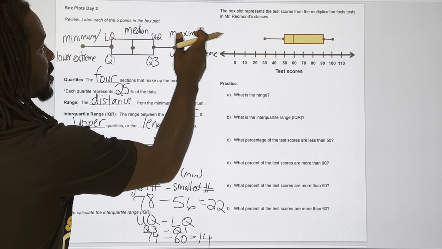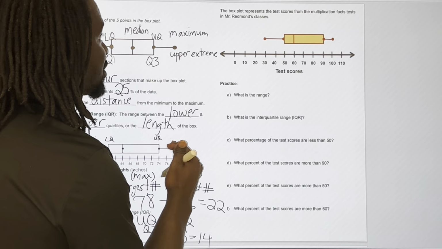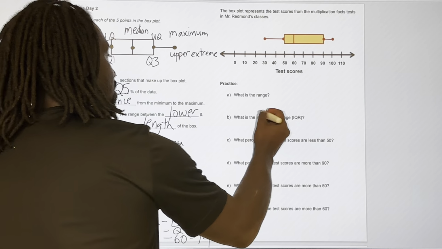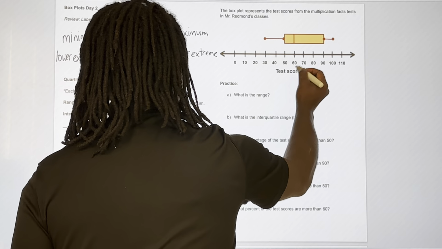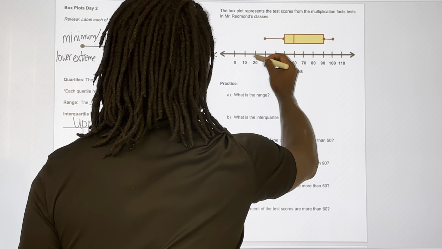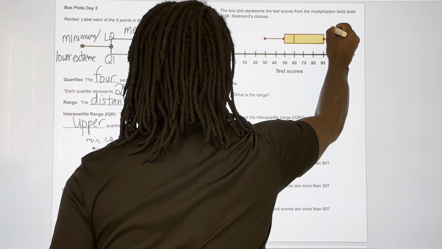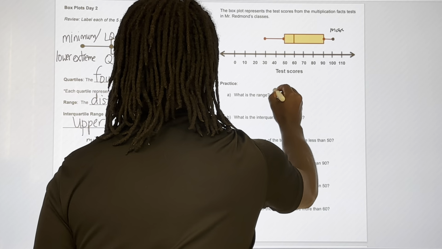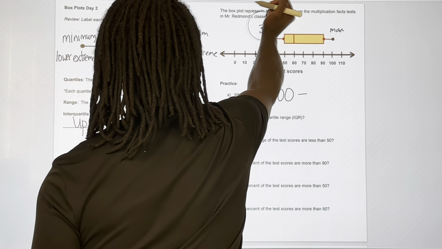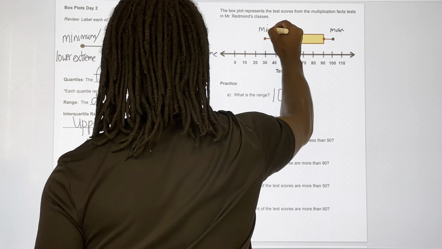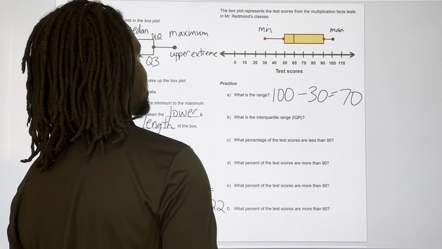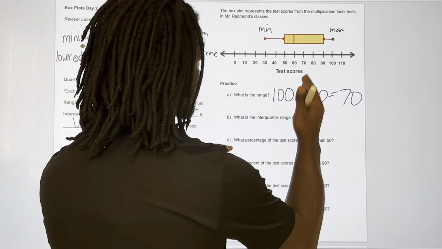All right, so it says the box plot represents the test scores from the multiplication facts test in Mr. Redmond's class. So here are the test scores. What is the range? To get the range, we are taking the largest number minus the smallest number. The largest number on my box plot, the max, is 100. So we're going to do 100 minus the minimum, which is 30. And 100 minus 30 is 70. So 70 is the range. That's the distance from the minimum to the maximum.